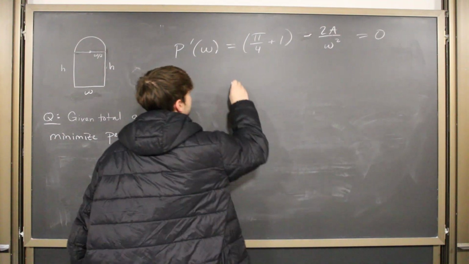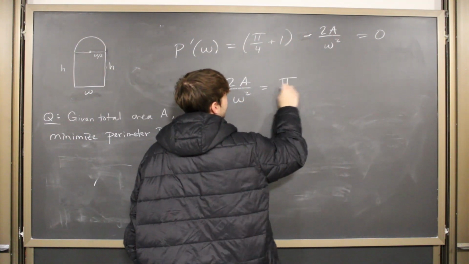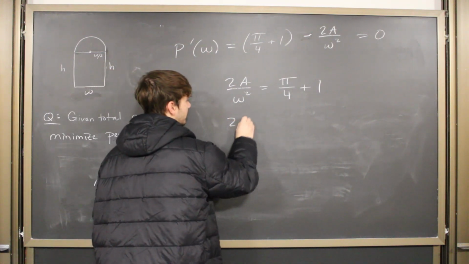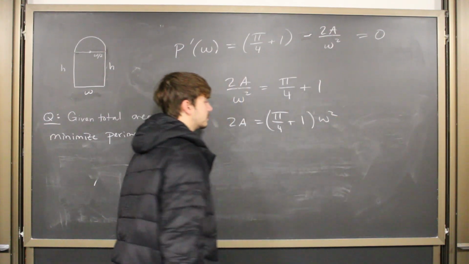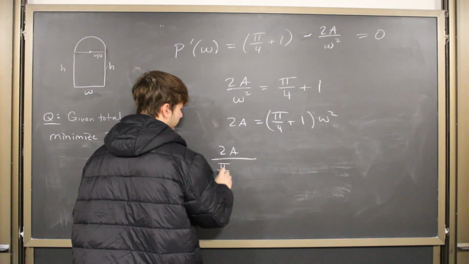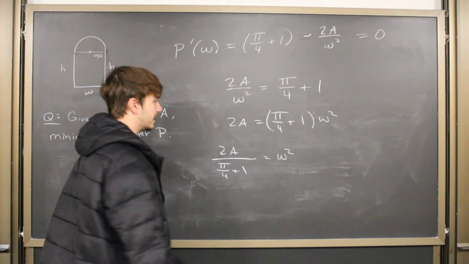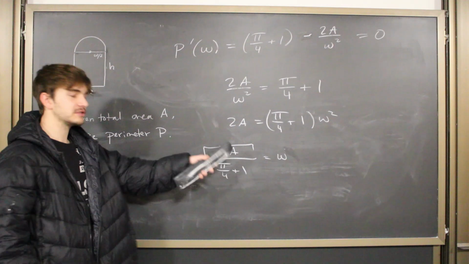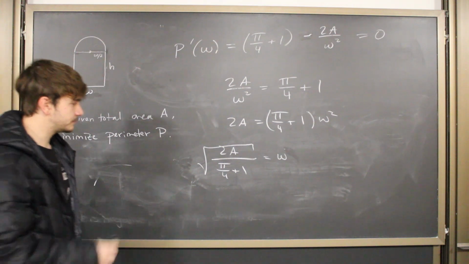All right, so this tells me that 2a over w squared is equal to pi over 4 plus 1. I multiply over the w squared here, so 2a is equal to pi over 4 plus 1 times w squared. Let's divide out this number. So 2a over pi over 4 plus 1 is equal to w squared. And then I can take the square root. So w, taking the square root of this expression, I get a plus or minus, but we want a physical width, so we're going to take the plus sign here. Okay, this is my expression for w.